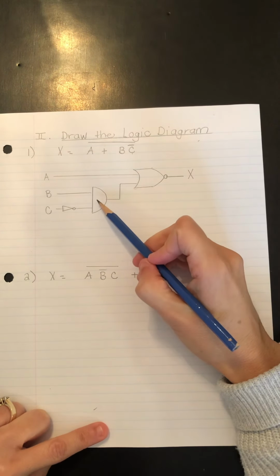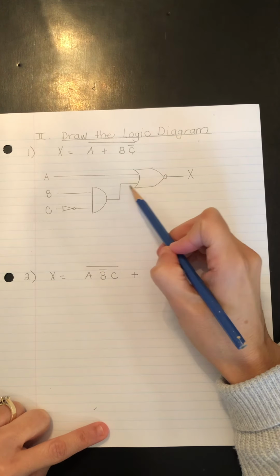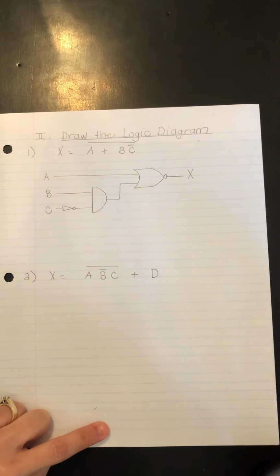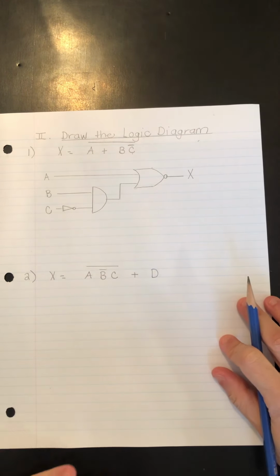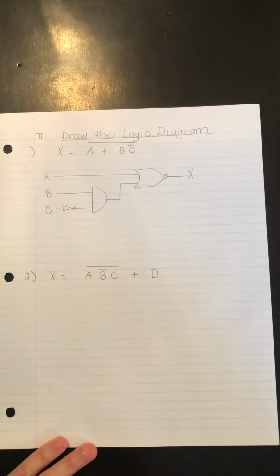Okay, so again, take a look. This is B multiplied by C naught. And then it's being added to A. And then the whole thing is inverted. Okay, not too terrible. I'm going to try this one now, all right?